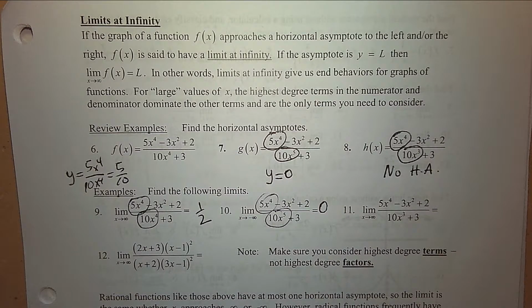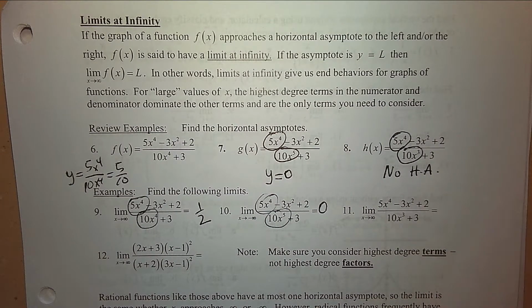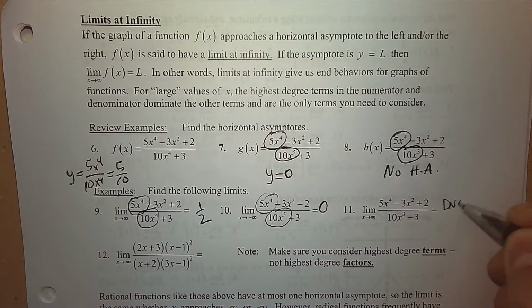So as the function goes to infinity, what you're asking is, what's the end behavior of that function? And if a function has a horizontal asymptote, the function always goes to that at the ends. So what's the y-coordinate it goes to at the ends? It's the same as the horizontal asymptote. So number 11, is there a horizontal asymptote? No. So does the limit exist? It doesn't exist because it doesn't go to a y-coordinate.